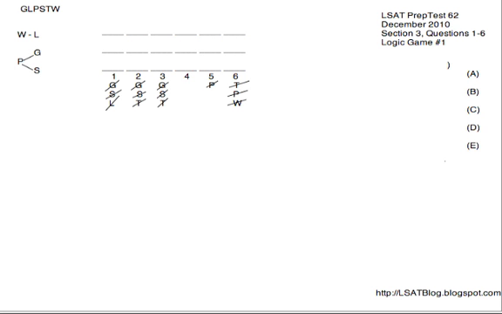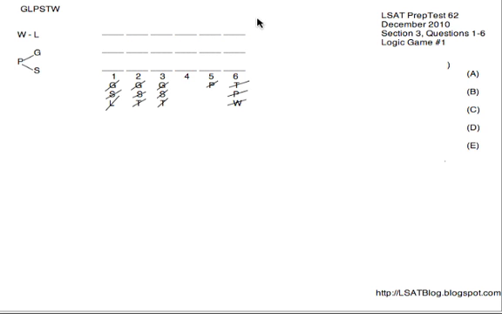Hey guys, this is test 62 game 1. This is the appointments game. We've got 6 appointments here, G, L, P, S, T, and W, and we are placing them in order from 1 through 6 on the 6 different days. So this is an ordering game because the days, of course, have an inherent order.